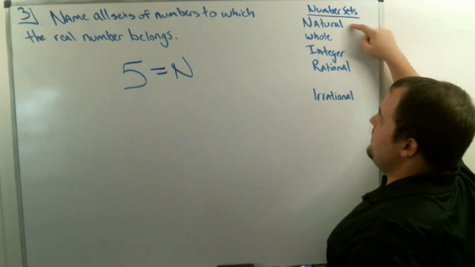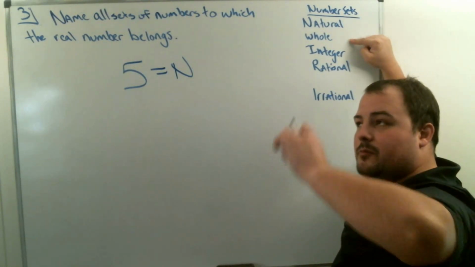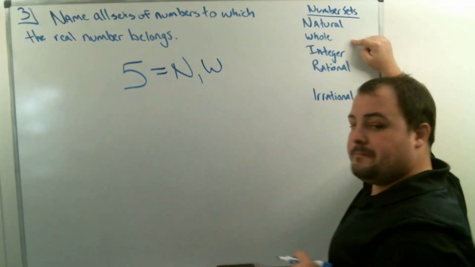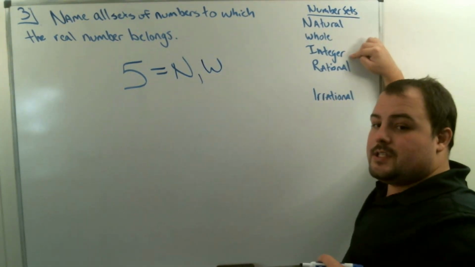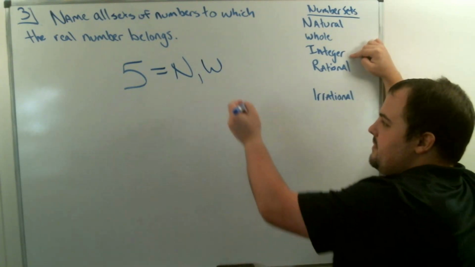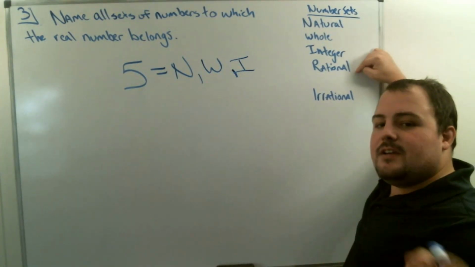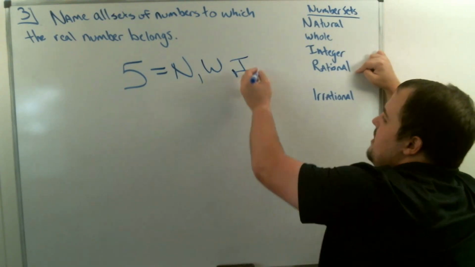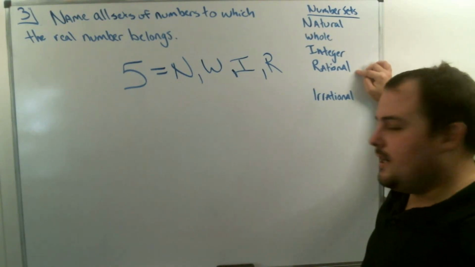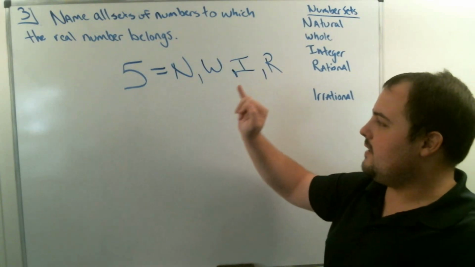If it's a natural number, then it's also a whole number because whole starts at 0. It counts up 1, 2, 3, 4, 5. So 5 would also be a whole number. 5 is also an integer. Would I normally see 5 on a number line? Yeah, and it's also a whole number, so it's an integer. And 5 is also a rational number because I could write it as a fraction. 5 over 1 is still 5. So since I could write 5 as a fraction, I know it's rational.